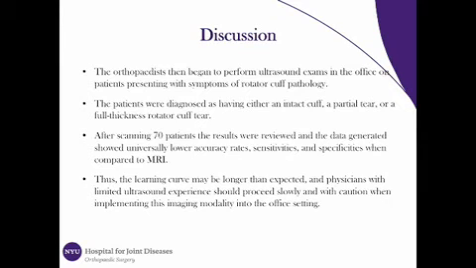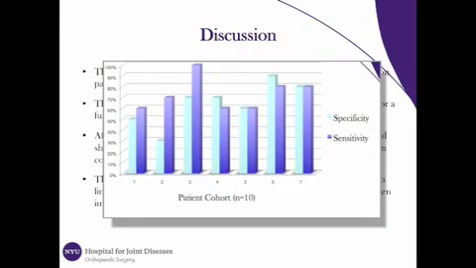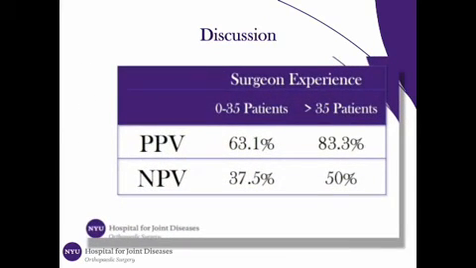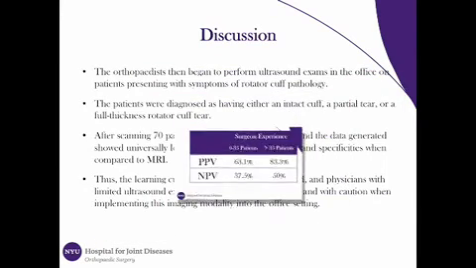The patients were diagnosed as having either an intact cuff, a partial tear, or a full-thickness rotator cuff tear. After scanning 70 patients, the results were reviewed and the data generated showed universally lower accuracy rates, sensitivities, and specificities when compared to MRI. Thus, the learning curve may be longer than expected, and physicians with limited ultrasound experience should proceed slowly and with caution when implementing this imaging modality into the office setting.